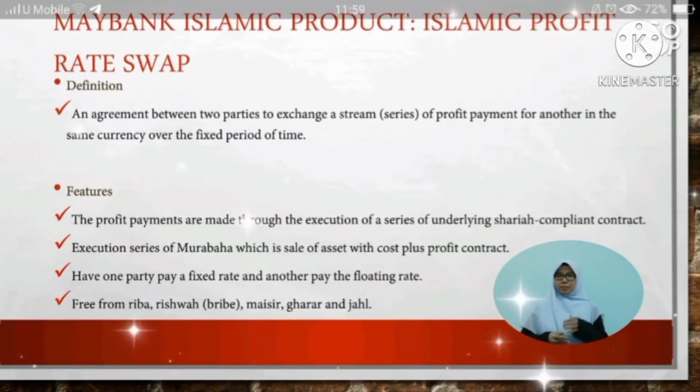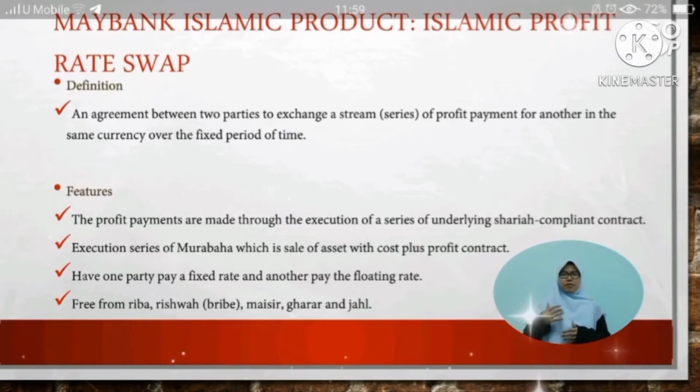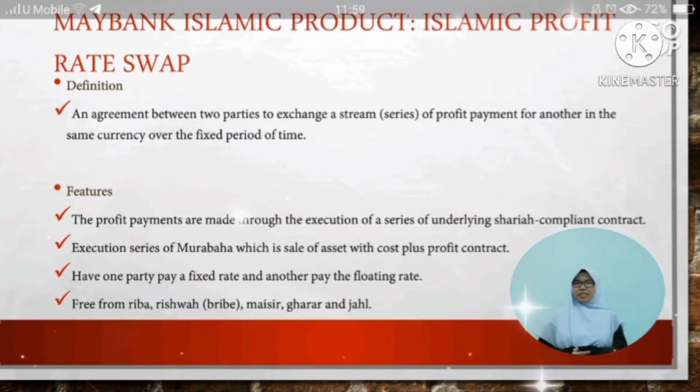For the case study, we choose the Islamic Profit Rate Swap from the Maybank Islamic product. The definition of IPRS is an agreement between two parties to exchange a stream or series of profit payments for another in the same currency over a fixed period of time. The features of IPRS in Maybank: the profit payments are made through the execution of a series of underlying Sharia compliant contracts. The profit payments are made through the execution of a series of murabahah, which are sales of the asset with cost plus profit contracts. In the swap product, one party pays a fixed rate and the other party pays the floating rate. The products are free from riba, rishwah, which means bribe, maisir, gharar, and jahl.